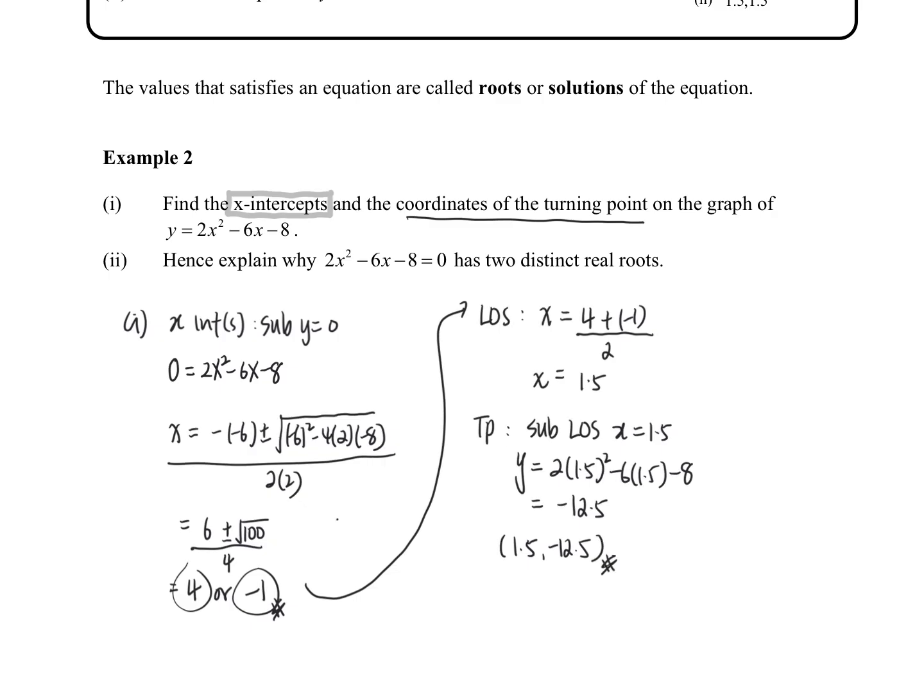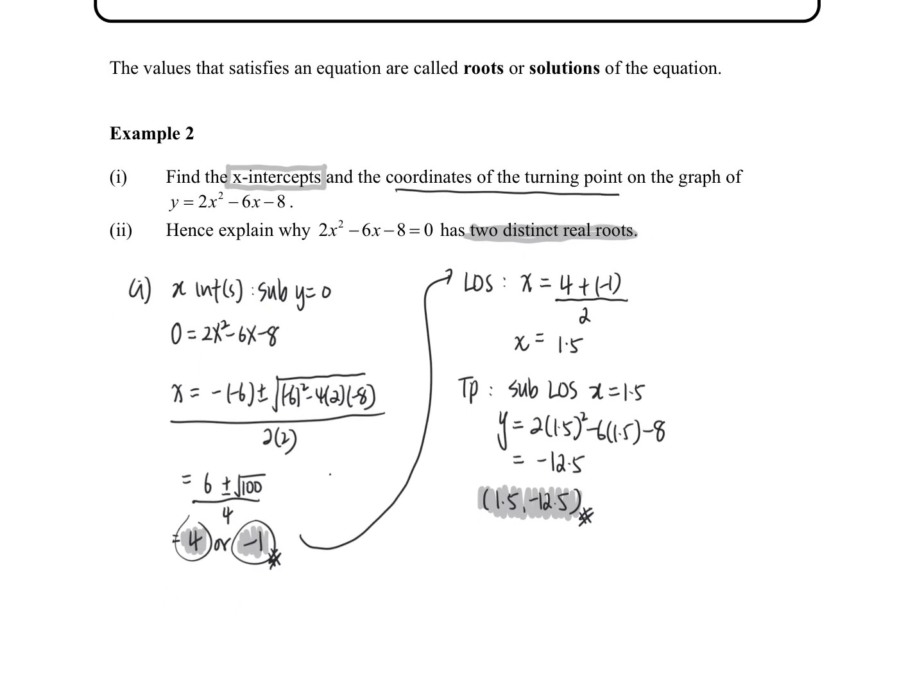So this is your turning point. So that's part 1 for you. And those are the 2 answers I want. Okay, this is the key part. They want you to explain why is it that you have 2 distinct real roots.